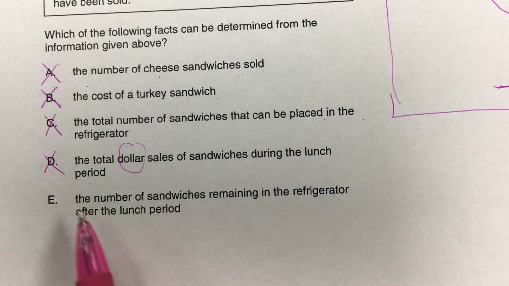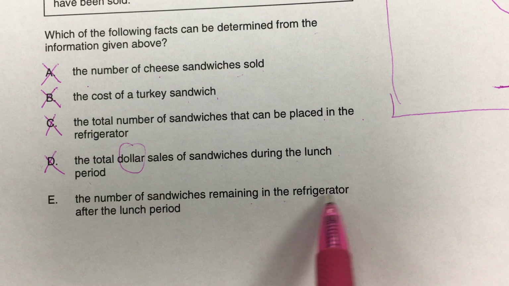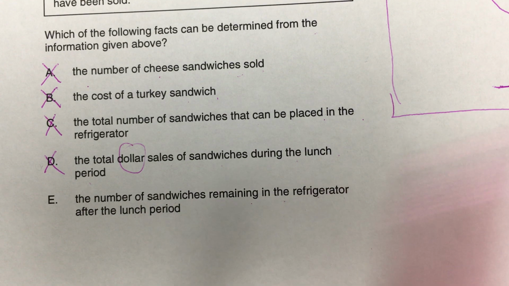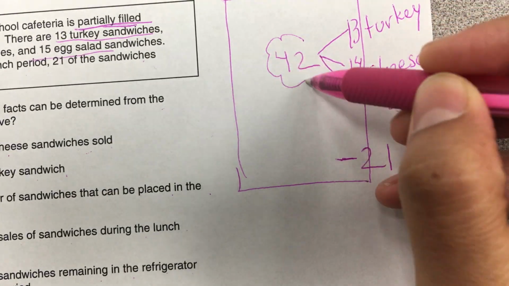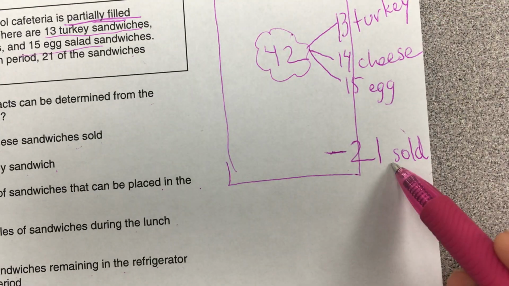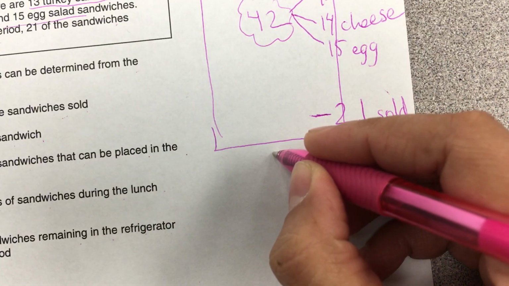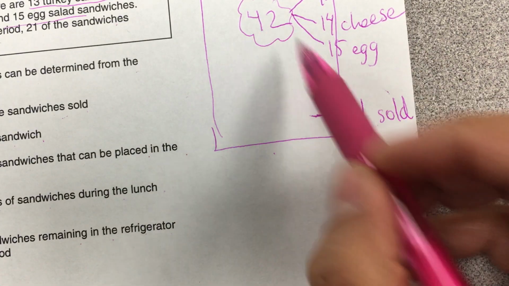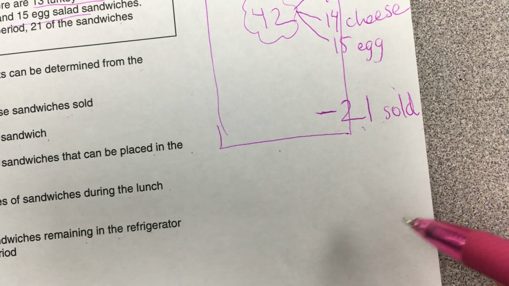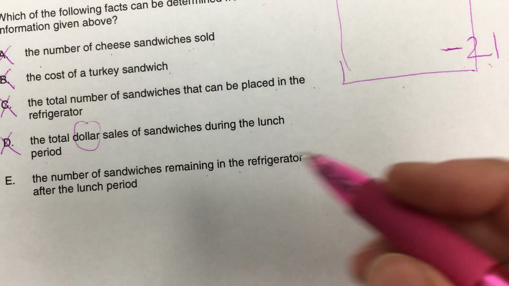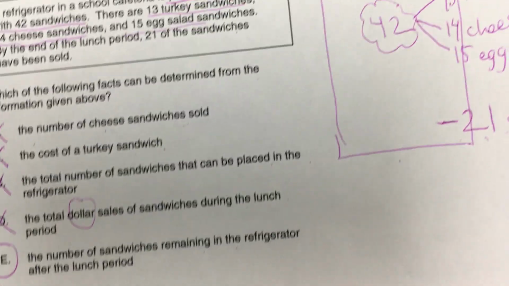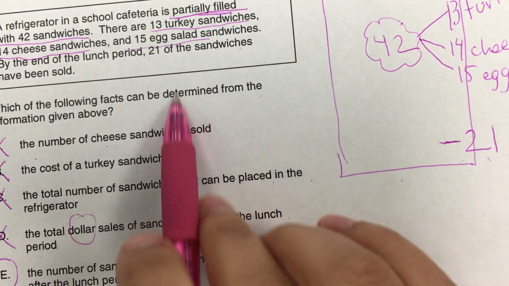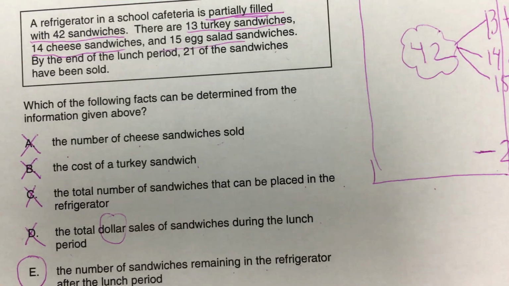And letter E says the number of sandwiches remaining in the refrigerator after the lunch period. Well, we know how many there were before the lunch period and how many were sold, so we can most definitely find that 42 minus 21 is 21. So that information we are able to determine. Which of the following facts can be determined from the information given above?